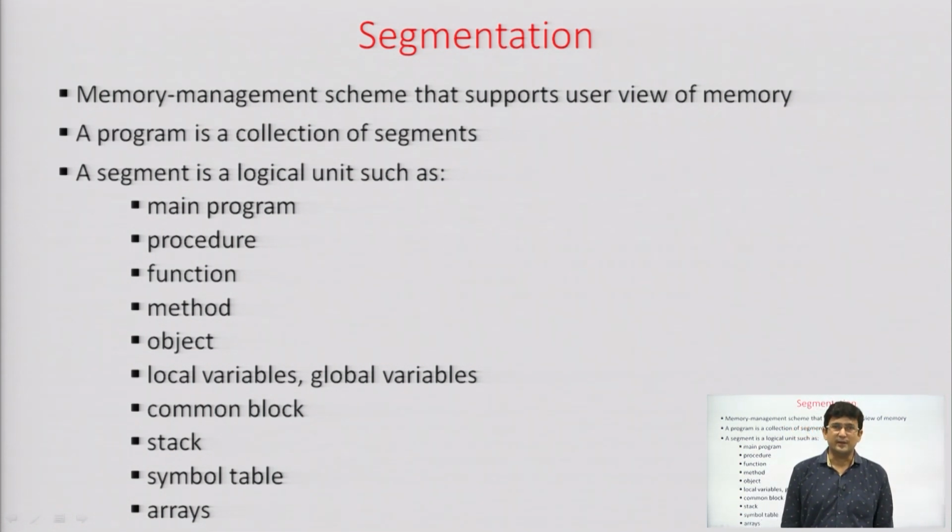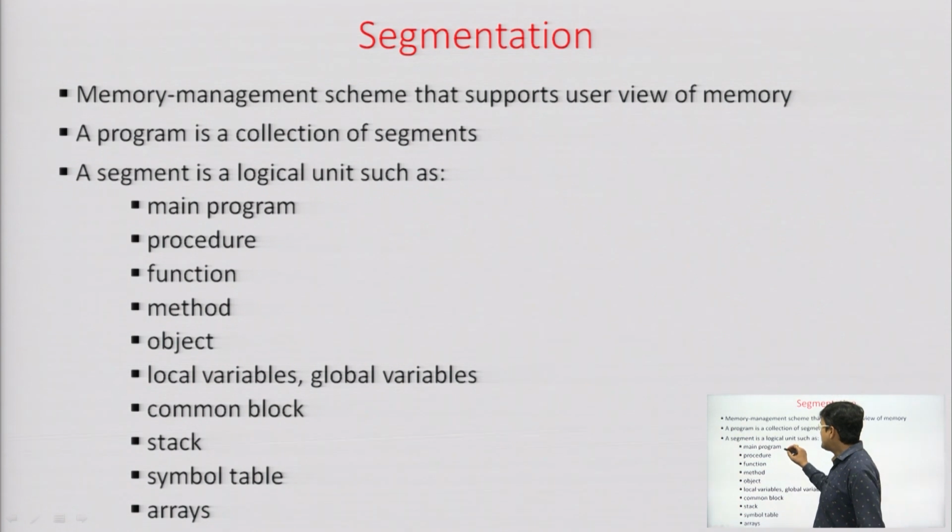This is known as segmentation, and segmentation is the user view of a program. How do you create a program? When you create a program, there will be some functions, some methods, some arrays, some tables, but when you create the object code, the symbol table will be created. Some portion of your program will go in the stack region. So considering all these, you have different segments in your process.